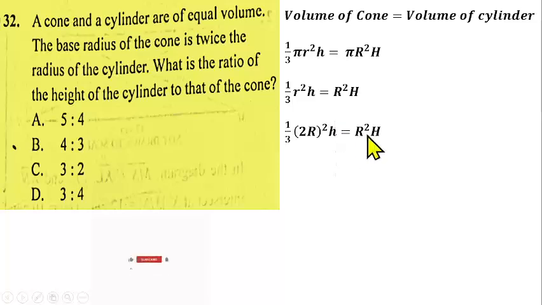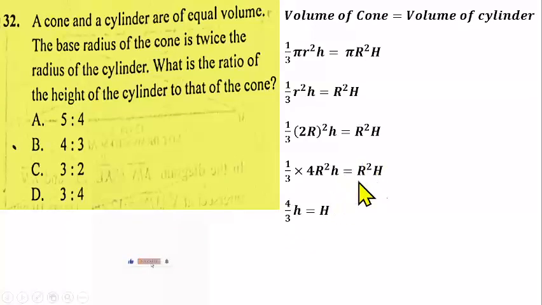H equals big R squared h. Then 2r squared will give us 4r squared. So we have 1 over 3 multiplied by 4r squared h equals r squared h. Then if you simplify, r squared is common, so we can divide both sides by r squared. So we have 4 over 3 h equals big H.